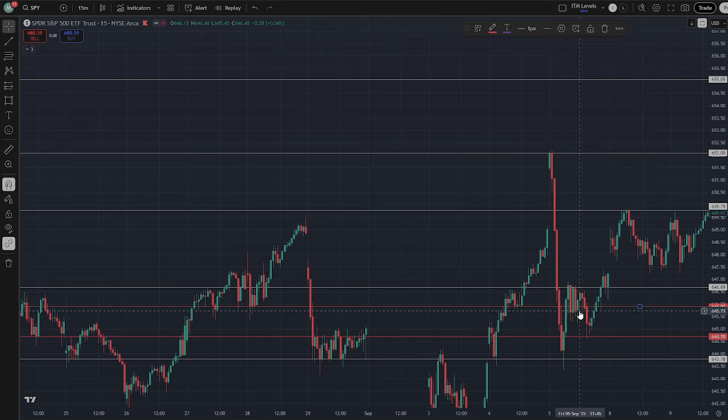Right here, just a lot of chop. So I'm just gonna try to base it off around the no chop area, or maybe it's gonna help me find it.